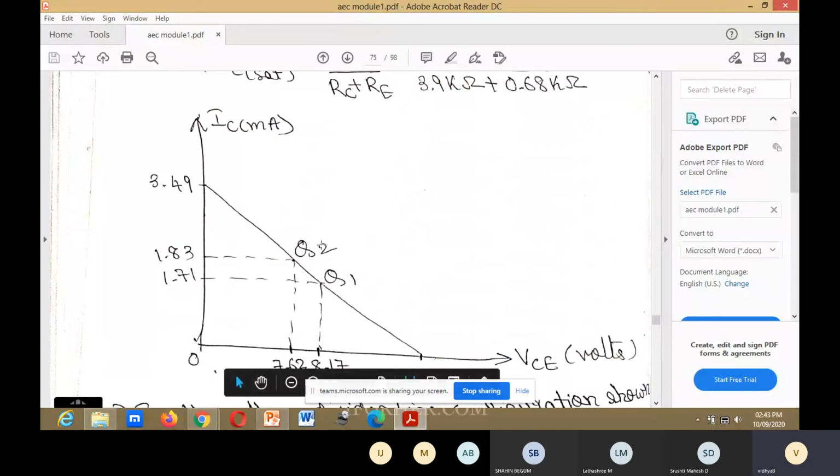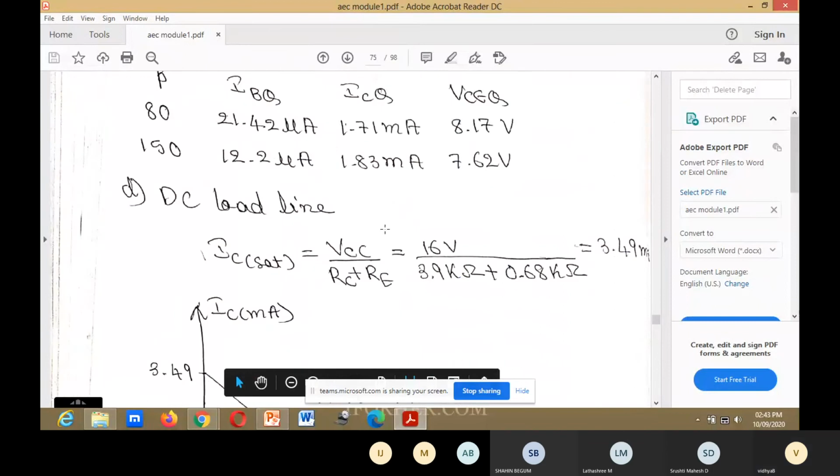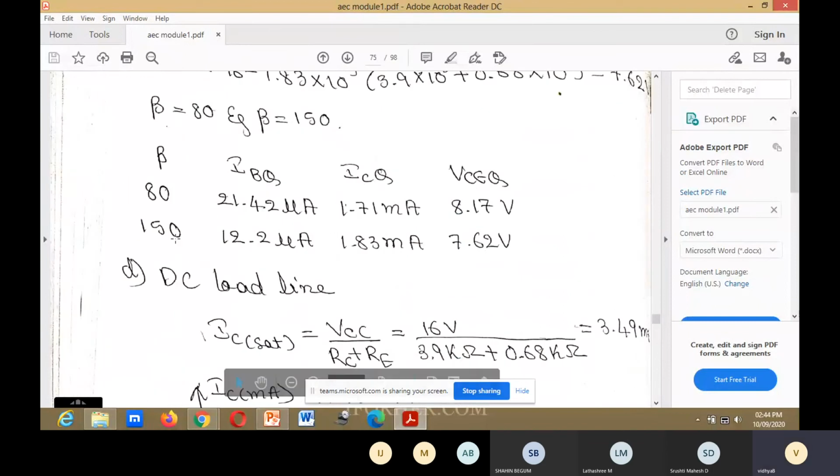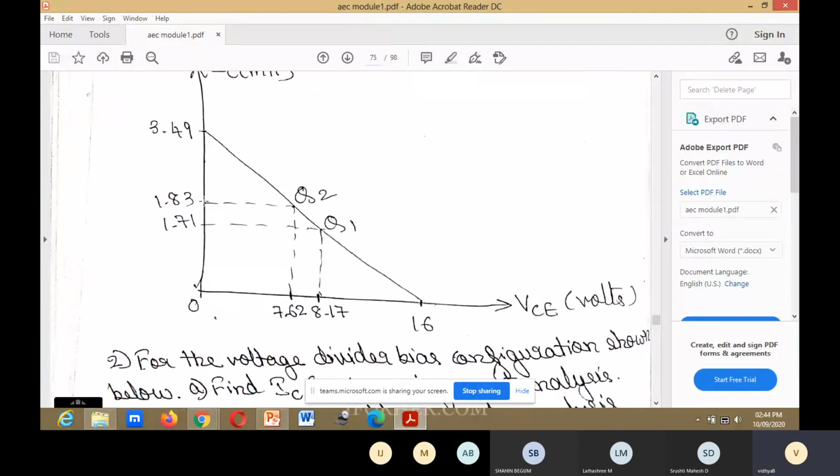Q2 is when beta is equal to 150. ICQ value is 1.83 and VCEQ is 7.62. This value you can see here.